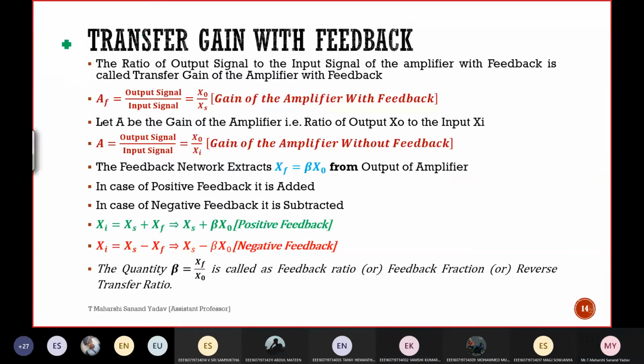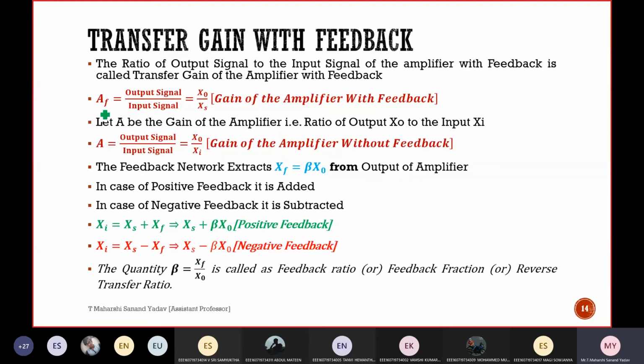Transfer gain with feedback. See here, the ratio of output signal to the input signal of the amplifier with feedback is called the transfer gain of the amplifier with feedback. So simply, gain or transfer gain, both are the same. Simply it is defined as the ratio of output by input.